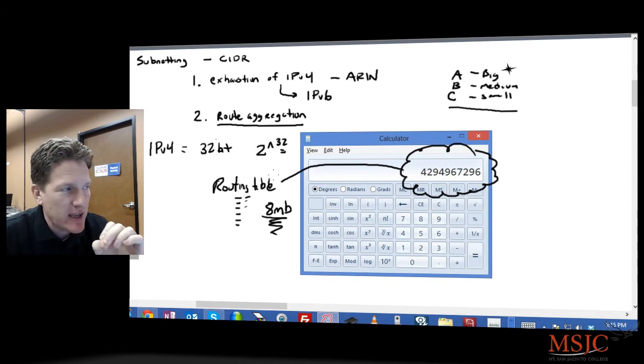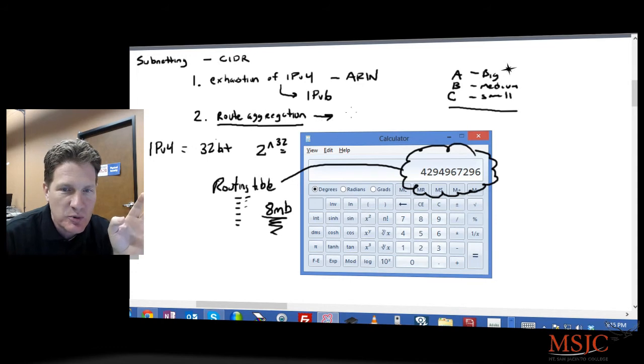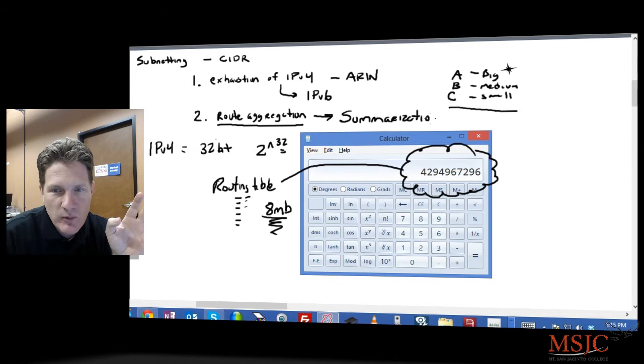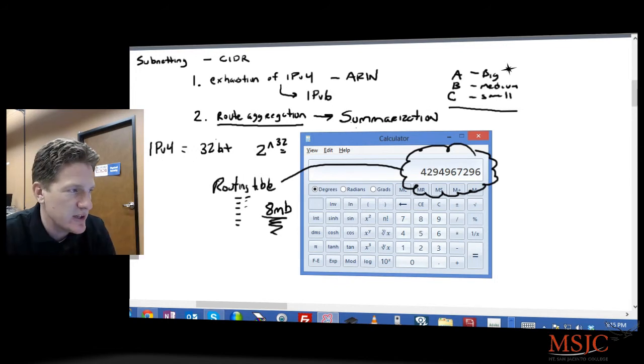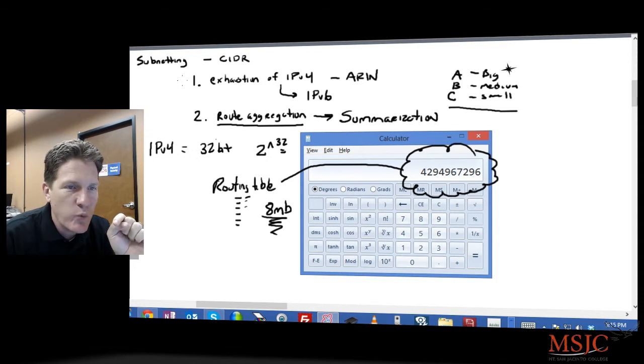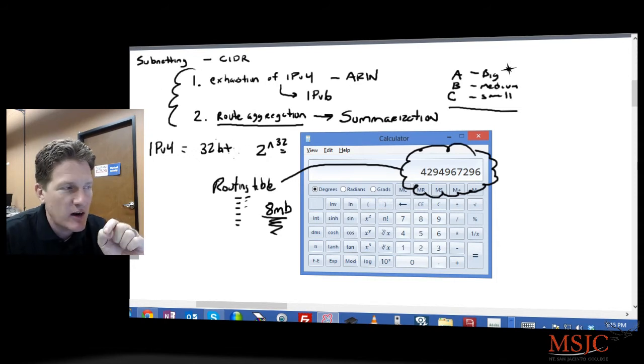So route aggregation, the ability to summarize, and actually, instead of aggregation, we'll call it summarization. And I believe that is a word in the English language, summarization. So we're going to summarize routes. So rather than saying 50 routes, I'll say one entry. So this is why we needed CIDR, or classless interdomain routing, or commonly called subnetting.